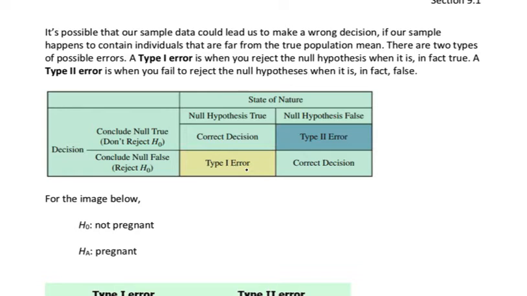If my null hypothesis was in fact true, but I concluded that it was false, then I made a type 1 error. And if I concluded that the null hypothesis was true, but it was in fact false, then I have made a type 2 error.